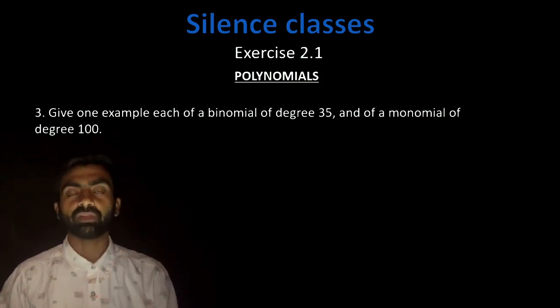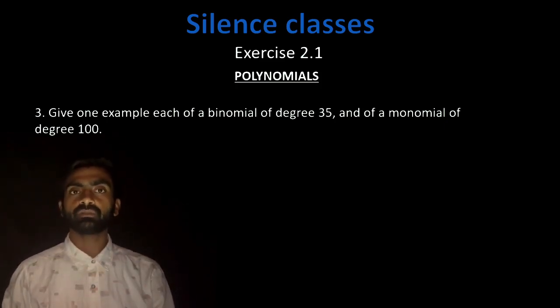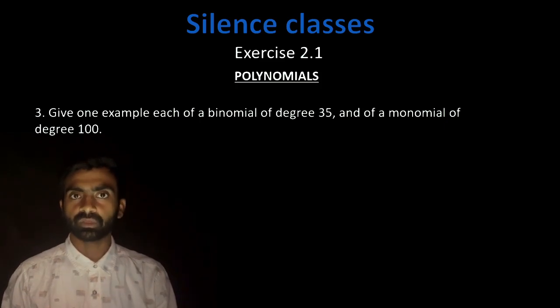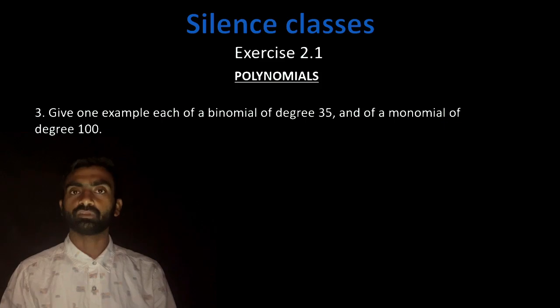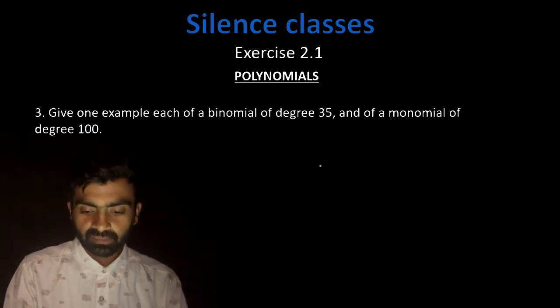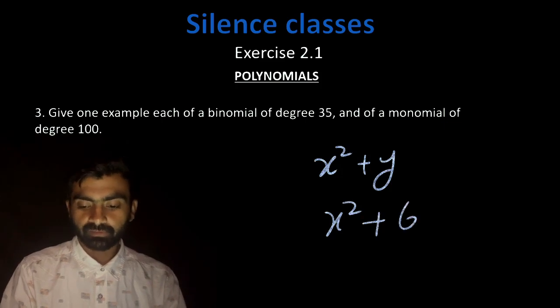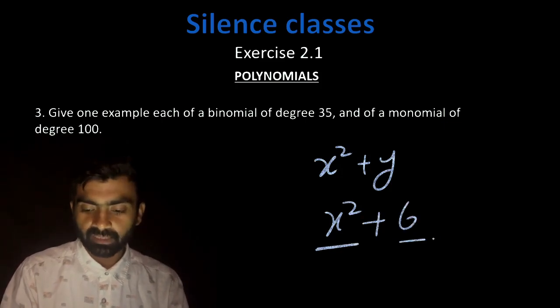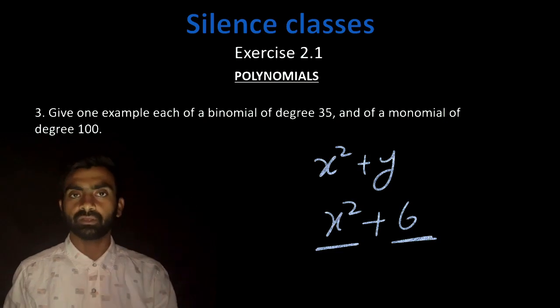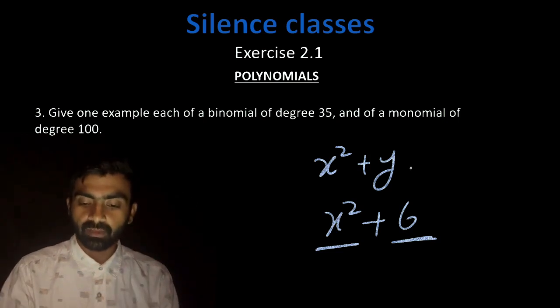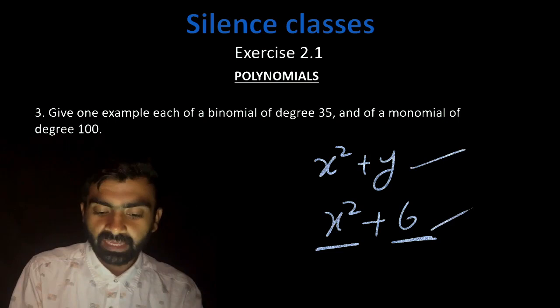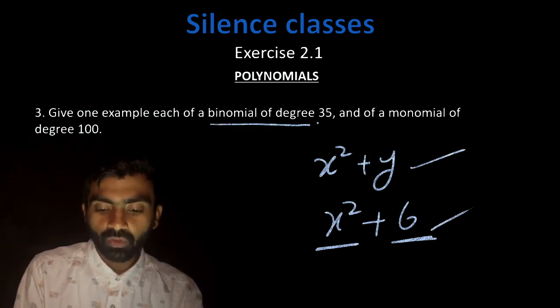First of all, I will explain what a binomial is. Binomials are expressions where there are two terms. An expression with two terms is known as a binomial, like x square plus y, x square plus 6. Over here the first term and the second term, two terms are there, so we can say it is a binomial. So we have to write a binomial of degree 35.